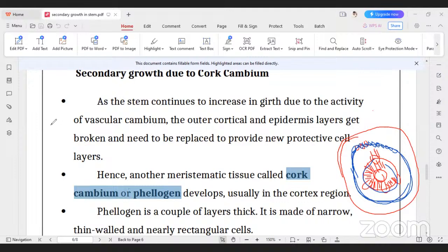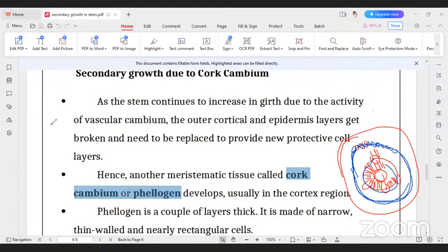From the cambium ring, what is formed outside and inside? Due to the activity of the cambium ring, what is formed? I am asking about inside the stele. Before secondary growth, what happened? Actually, inside the stele, in the vascular bundle there is intrafascicular cambium, and between the vascular bundles there is interfascicular cambium. Both form as a ring, right? Yes sir, cambium ring.